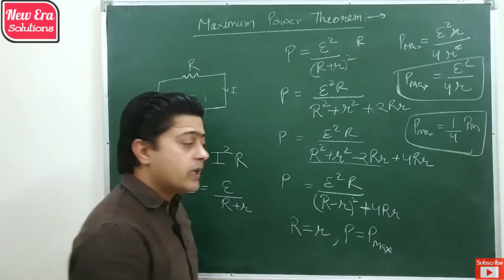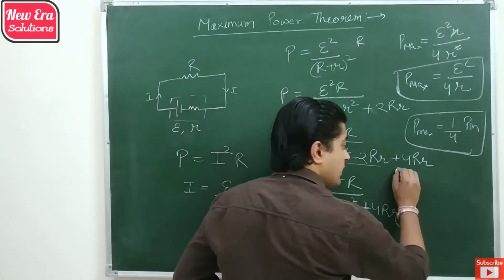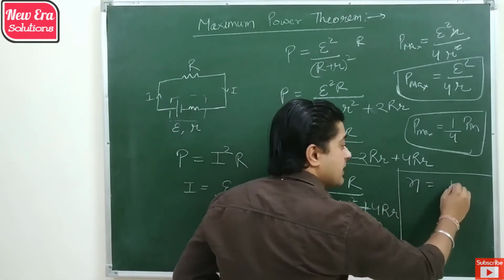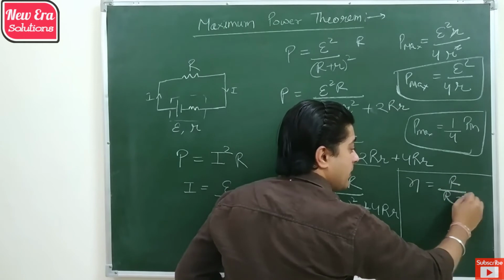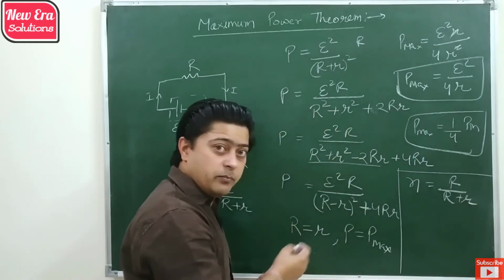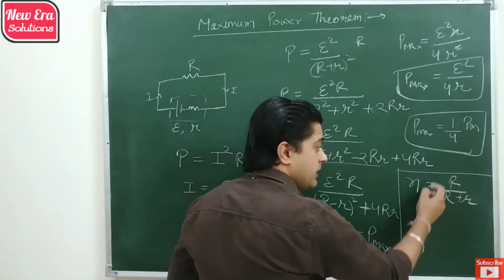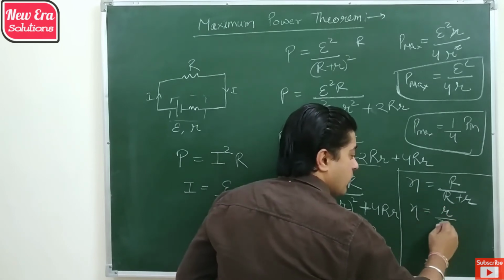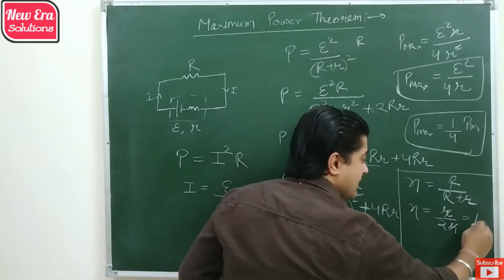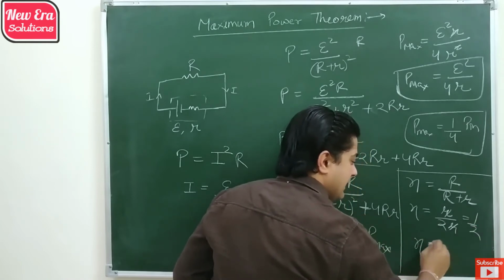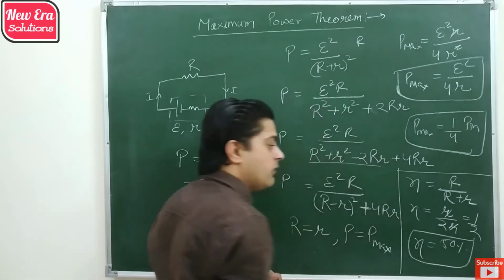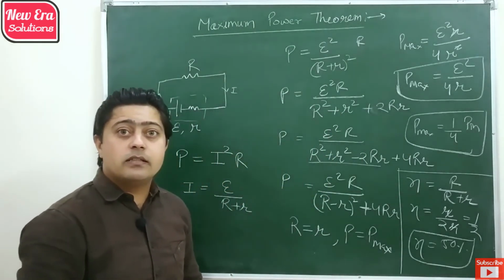And if we want to find the efficiency of the device in that particular condition, efficiency is capital R upon capital R plus small r, as we previously discussed. So when these two resistances are same, efficiency is equal to R upon 2R, so that is half. So the cell is just 50% efficient when the maximum power is delivered.